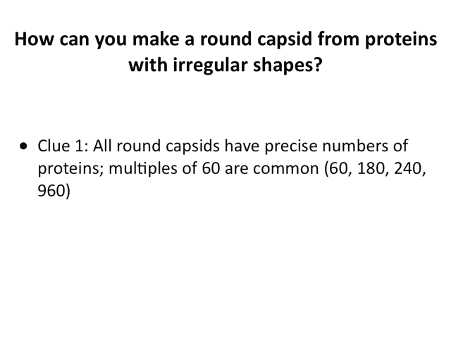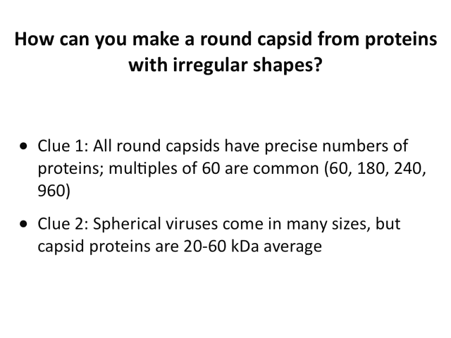The first clue is that all round capsids have precise numbers of proteins, always. They're usually multiples of 60, although that can vary: 60, 180, 240, and so on. So that gives us one clue. Next, spherical viruses come in many sizes, but capsid proteins are usually between 20 and 60,000 Daltons in size. So you can get very big capsids. Remember, Mimivirus is 750 nanometers, but the proteins aren't that big. So somehow the two have to come together.